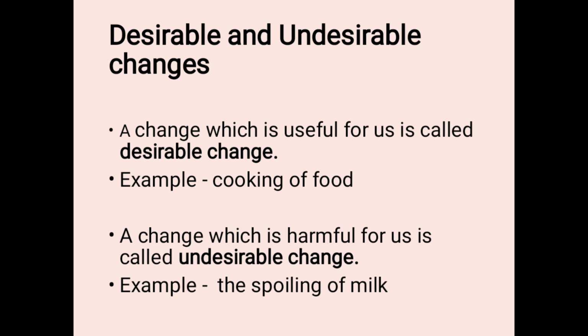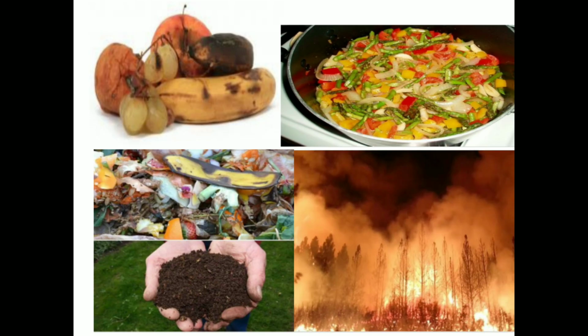Okay, whereas a change which is harmful for us is called an undesirable change. Likewise, rusting of iron, rotting of fruit. Children, rotting of fruit is your undesirable change because we don't want our rotted fruit. Whereas ripening of fruit is your desirable change. Spoiling of milk is also an undesirable change.